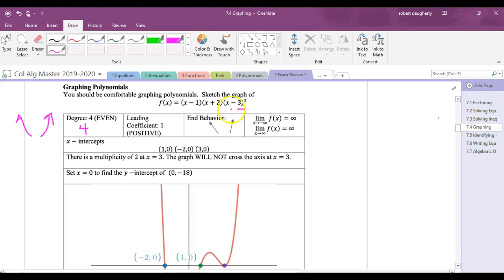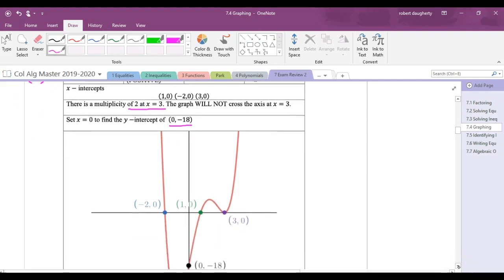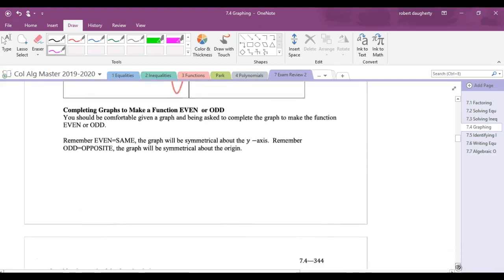X-intercepts, I get this straight by looking at the factors: (1, 0), (-2, 0), and (3, 0). There's a multiplicity of 2 because of that exponent at x equals 3. It will not cross the axis when I go to graph this. And then to find the y-intercept, you set x equal to 0 in this equation, and you get (0, -18). So that will allow you to graph this. You graph the x-intercepts, okay? You know which places you cross, and you do the end behavior. So we'll do another example of this. That's just showing that for you.